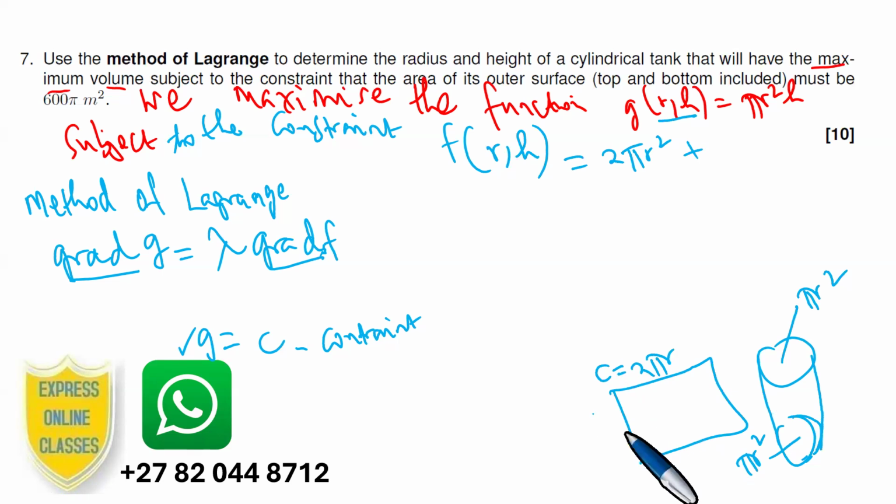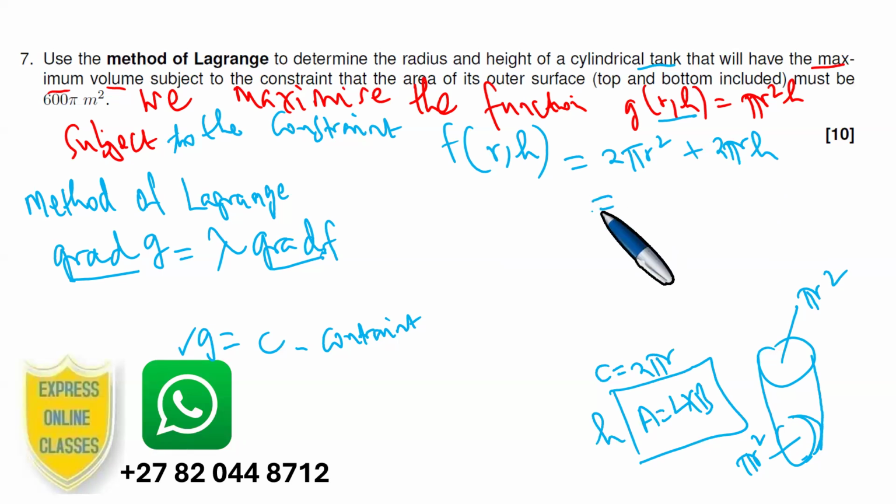But obviously, this particular tank has a height h. So the area of this is length by breadth. Length by breadth is 2 pi r h. So it is exactly 2 pi r h. If it is exactly 2 pi r h, then you would actually be in a position to get the following.